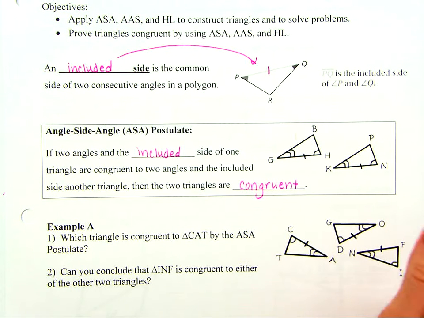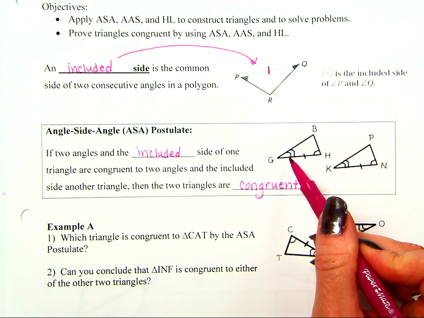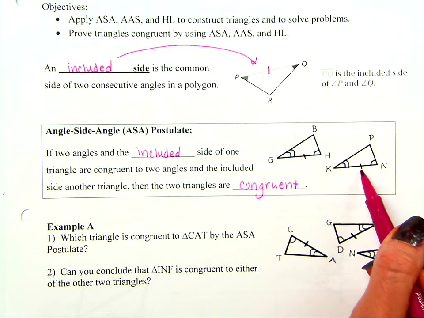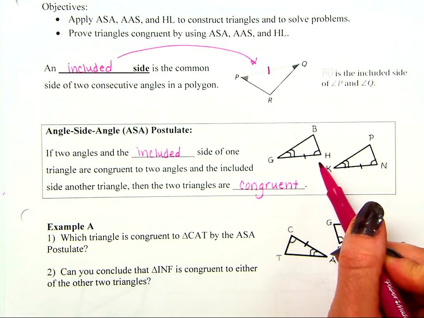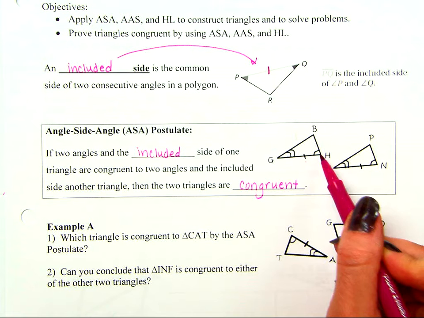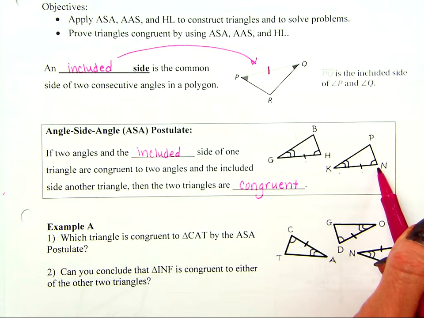So as you look at the diagram of the two triangles here, they are showing you the angle side angle. I have angle G congruent to angle K, side GH congruent to side KN, angle H to angle N. Angle side angle, angle side angle.